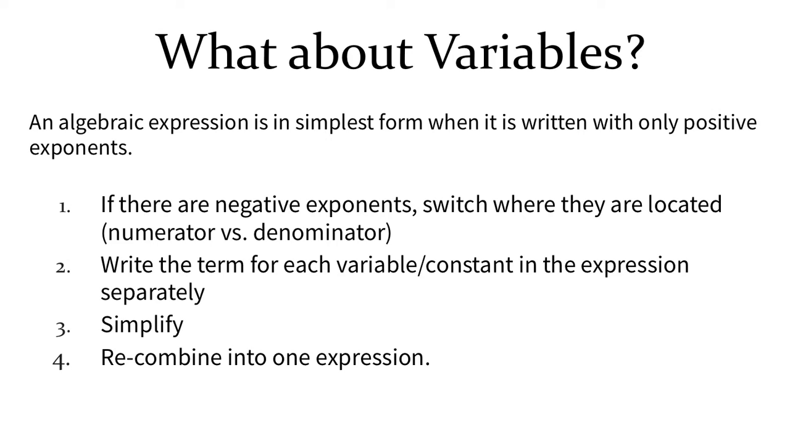Now things get a little more complicated when we have to deal with variables. An algebraic expression is written in simplest form when it has only positive exponents. So if there are negative exponents, you're going to switch where they are located, i.e. the numerator or denominator. Write each variable or term in the expression separately, simplify, and then recombine them into one expression. And we'll go through some examples together.